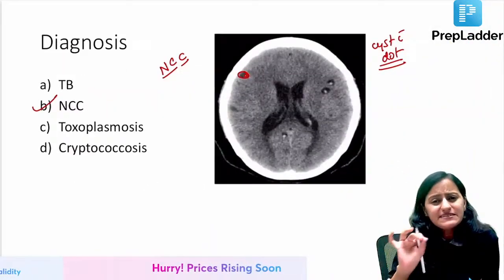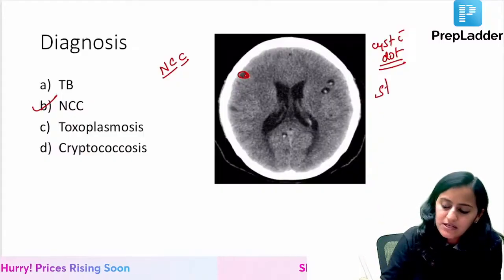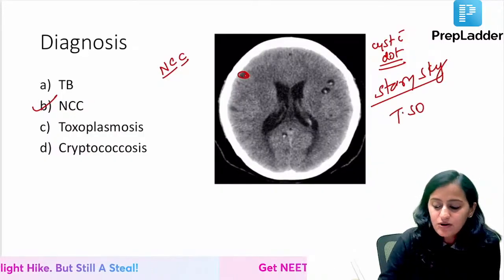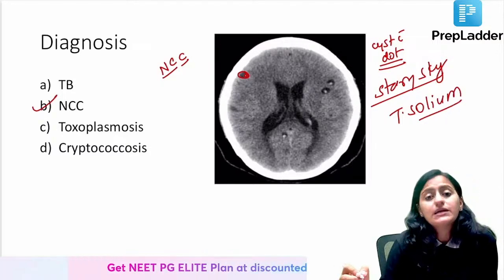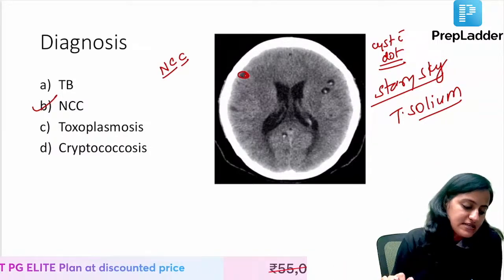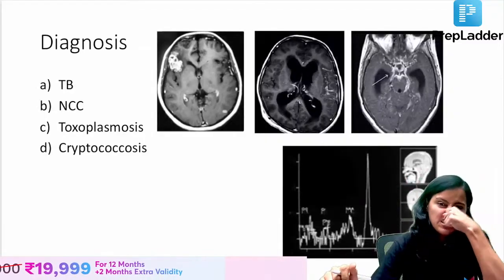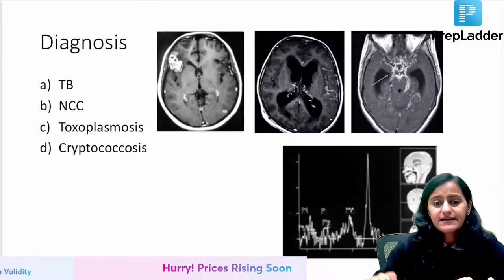When it gets calcified in the last stage, it can show the starry sky appearance. What causes neurocysticercosis? Taenia solium, not Taenia saginata, it is Taenia solium. Okay, I'm coming to that. Now tell me, what are you seeing here? What is the diagnosis in this case?